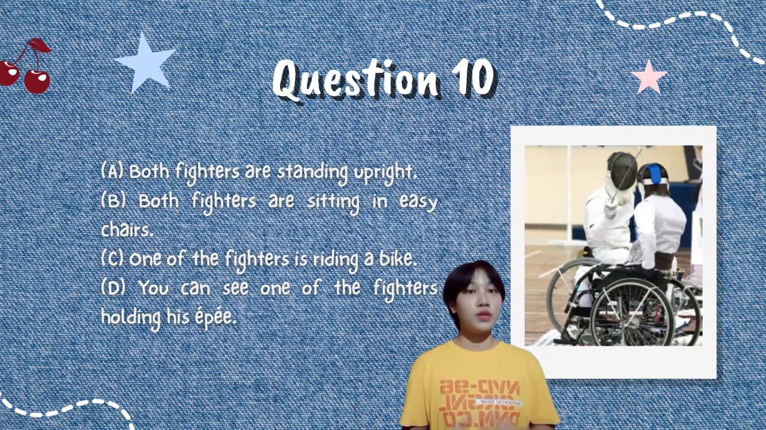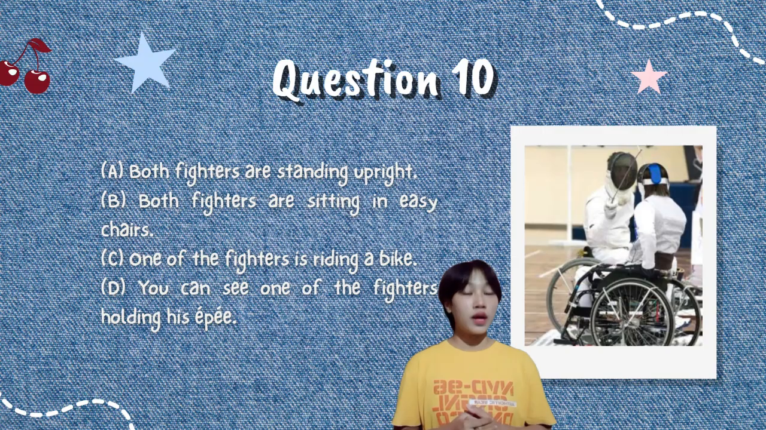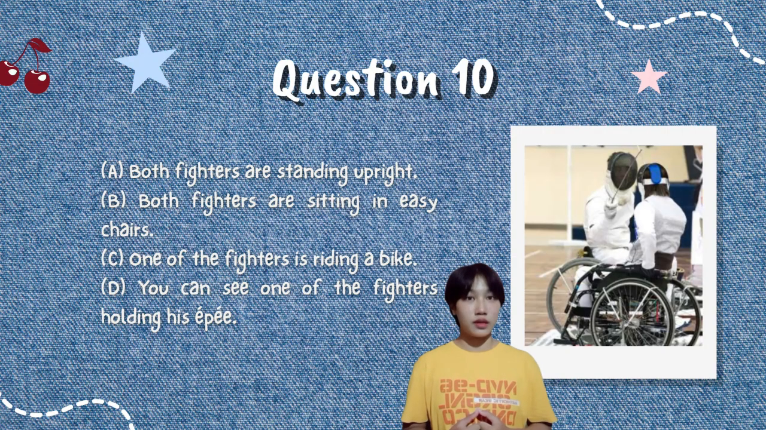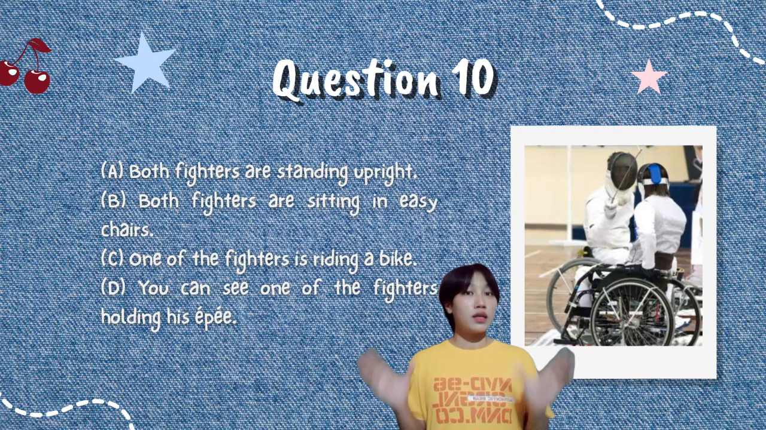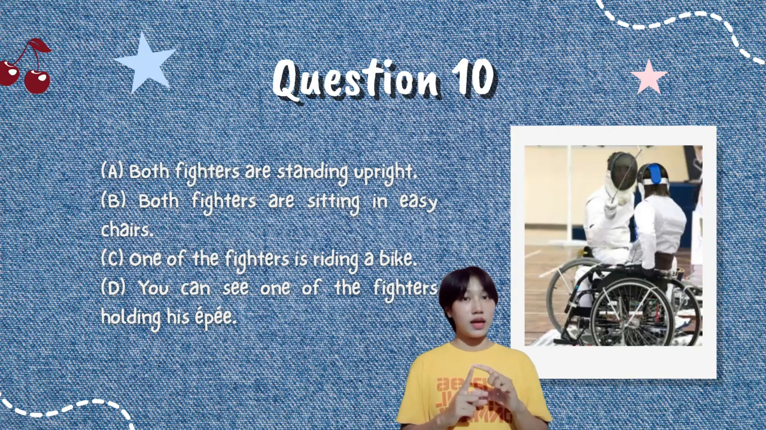In this picture, we can see two fighters wearing protective gear. They are sitting in wheelchairs and facing each other. One of the fighters is holding an épée, or fencing sword. So, the correct answer is D.